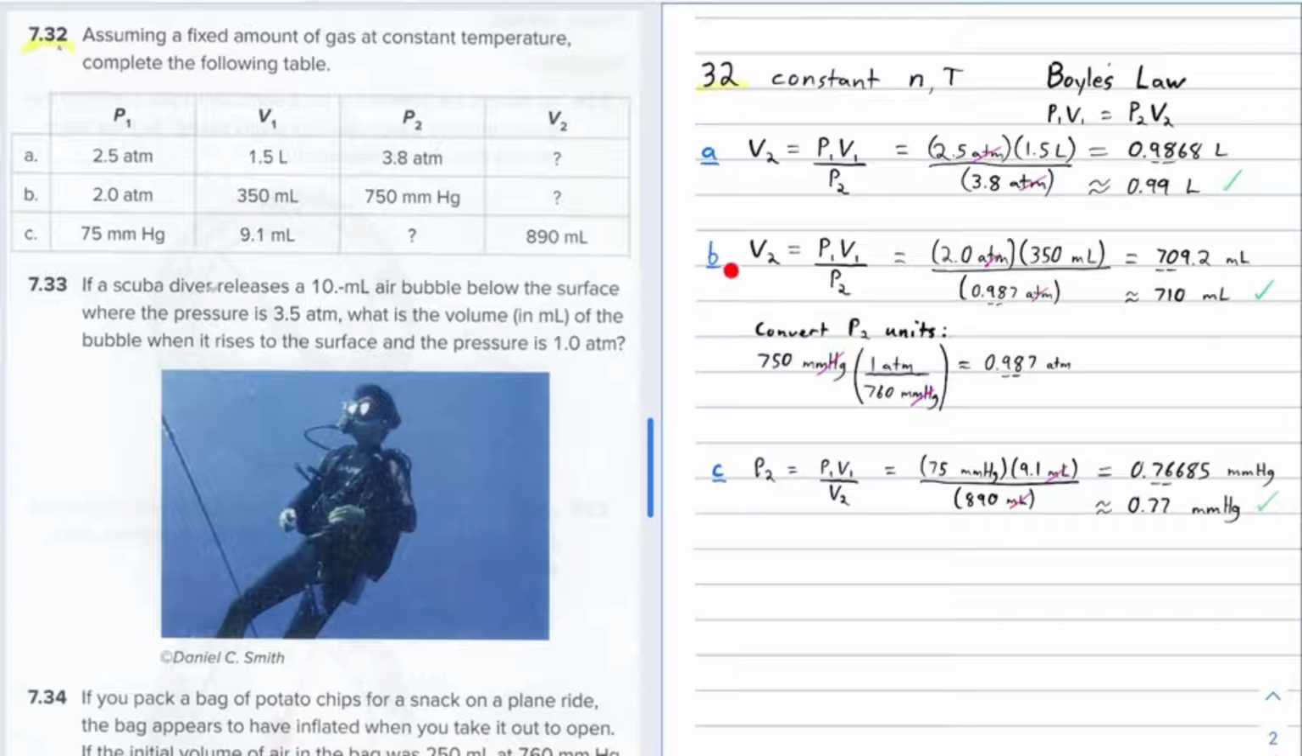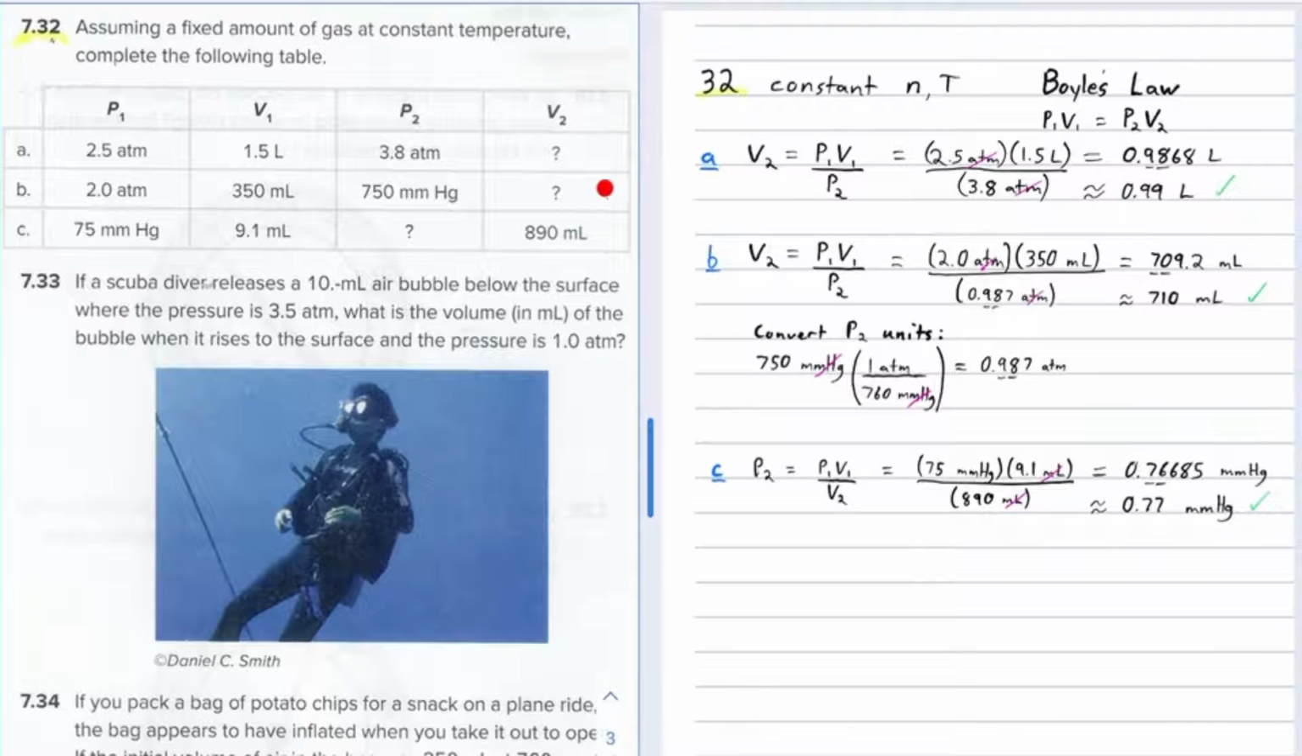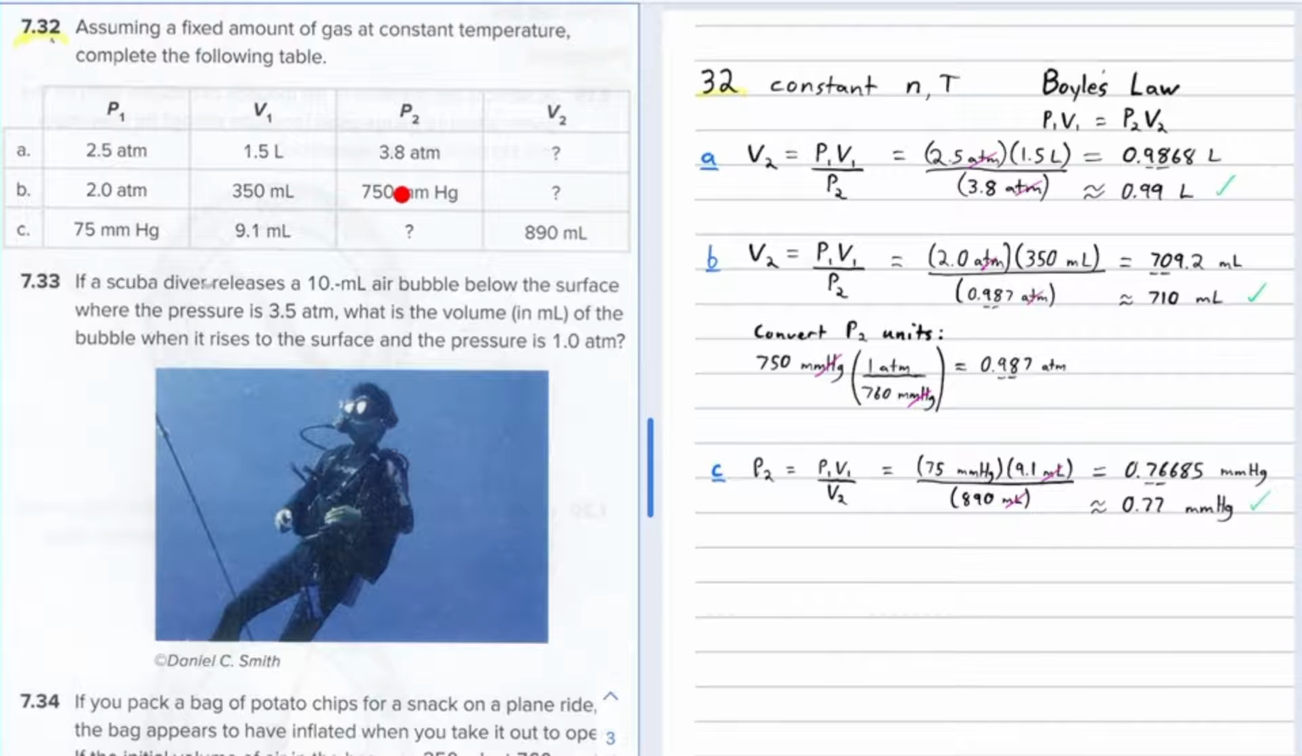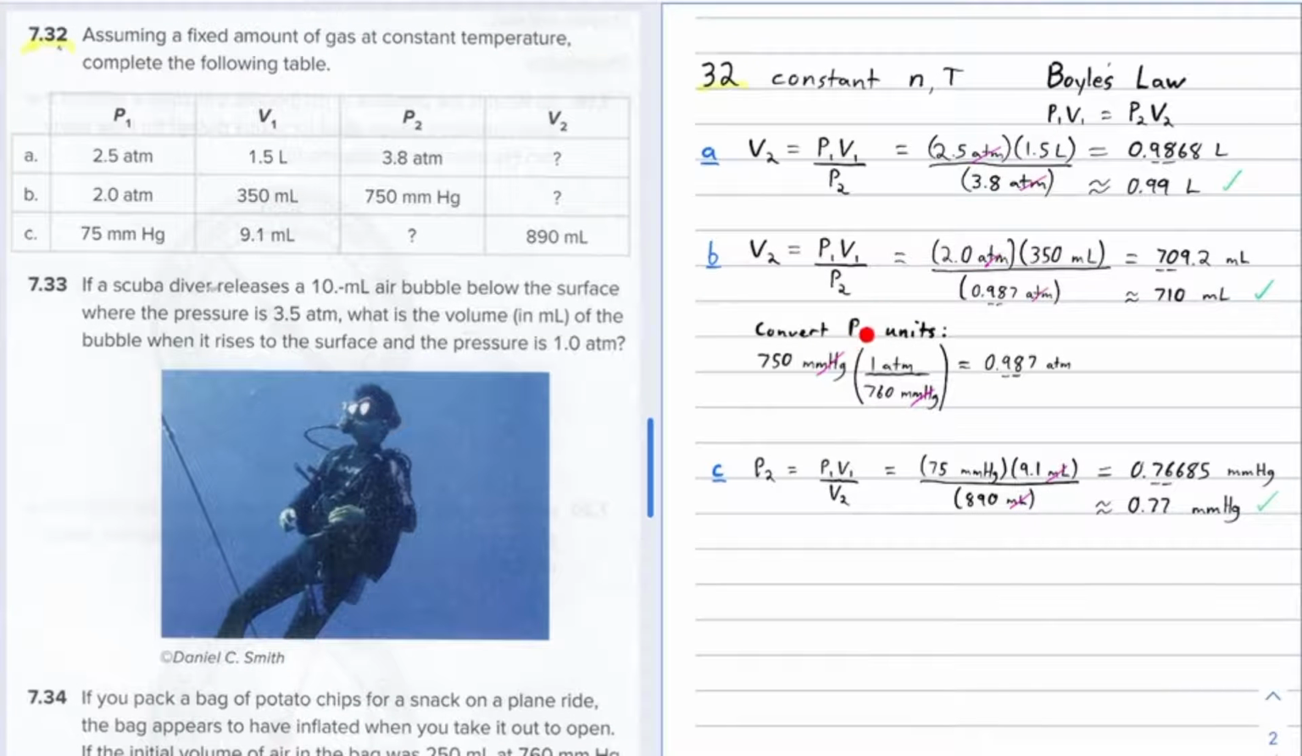For B, it looks like we're solving for V2 again. But this time, the pressures have different units. Okay, so we're solving for V2 again. We got the same equation. But before we plug in the pressures, we got to make sure they're in the same units. So we can convert this one to millimeters of mercury, or we can convert that one to atmosphere. Let's just convert this to atmosphere. So convert the units of P2 to atmospheres.